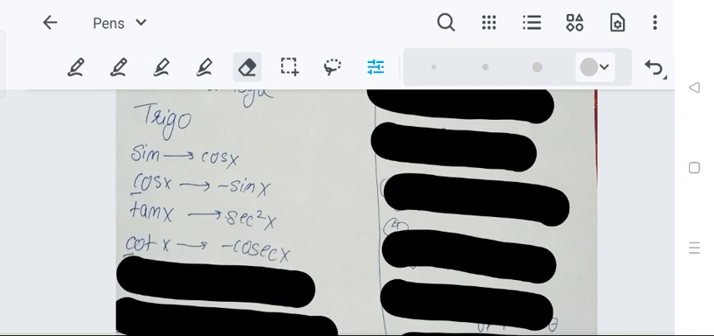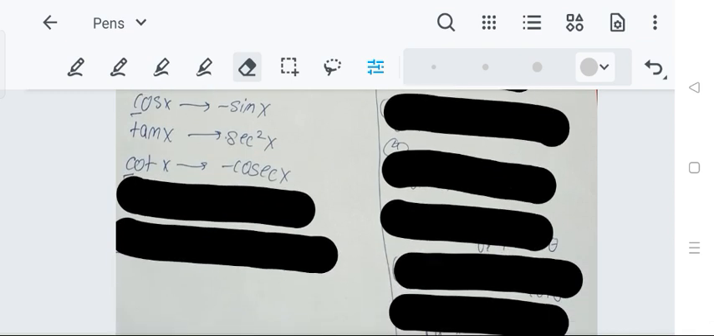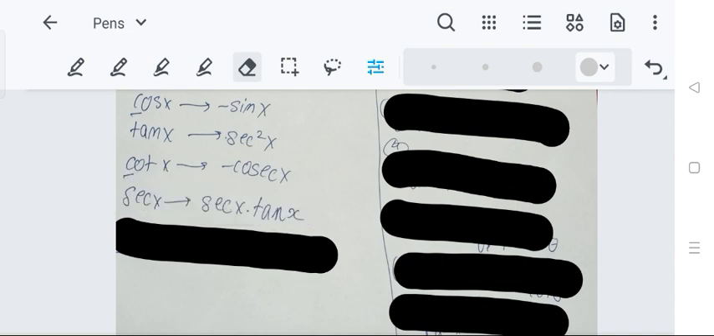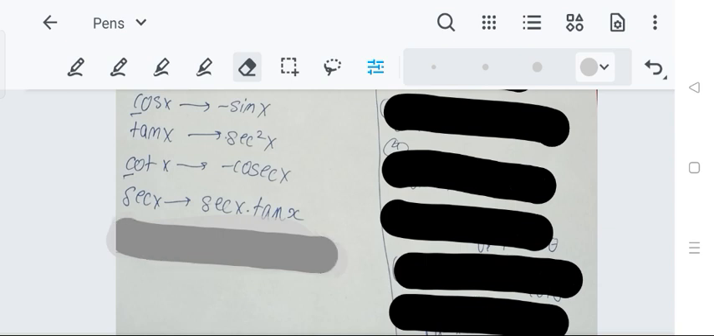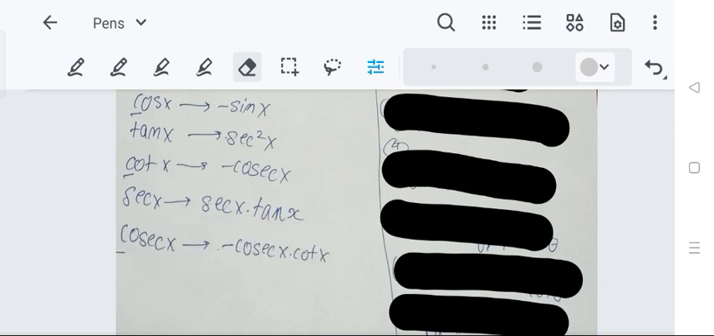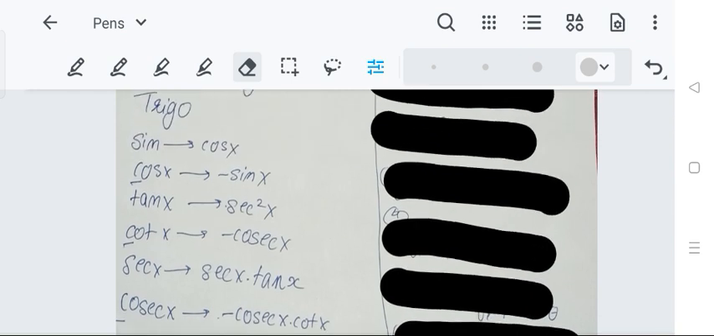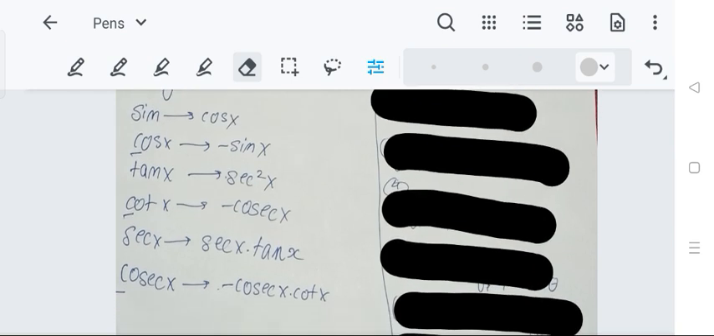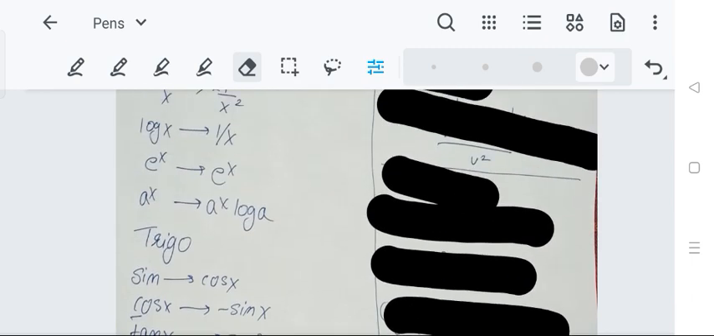Differentiation of cot of x is minus cosec square x. Differentiation of secant x is secant x into tan x. And differentiation of cosec x is minus cosec x into cot x. You must notice one thing, that all the terms starting with c, cos x, cot x, cosec x, have a negative sign. So this is the shortcut: functions which start with c have a negative answer in their differentiation.